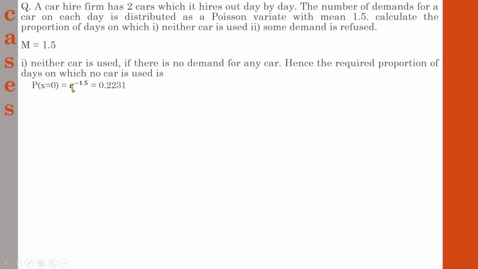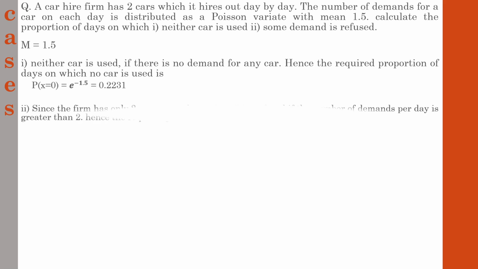And remember, when the x value is 0, the answer will be the table value of e raised to minus 1.5. So you need not do further calculation. The probability of neither car is used, if you are using a Poisson distribution, is 0.2231. That is the answer.